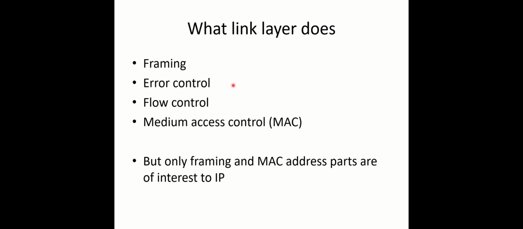The error control here aims at recovering the frame when some of the bits are corrupted or even lost on the link. There's another control called flow control. It controls the rate of data flow so that the receiver is not overwhelmed by the data that the sender transmits. Here as well, the unit of control is the frame.